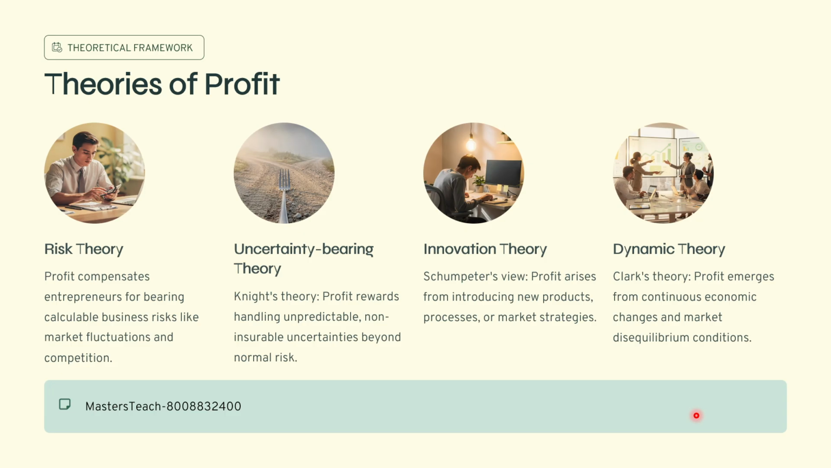So what are the theories of profit? You have to write risk theory, uncertain bearing theory, then innovation theory, then dynamic theory.